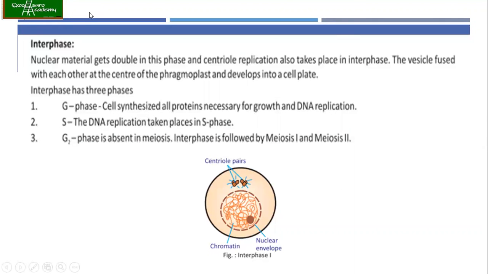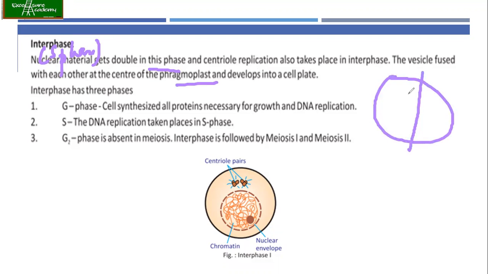Of course, like in the case of mitosis we talked about the interphase, here also the interphase is present. Nuclear material gets doubled in this phase. Already we know in the interphase, we are talking about the S phase, and the centriole replication also takes place in the interphase. Now the vesicles fuse with each other at the center of the phragmoplast and develop into a cell plate. So this is what happens. You have the cell, and in the center, this phragmoplast is there, which starts dividing, and finally what you get is 2 daughter cells.